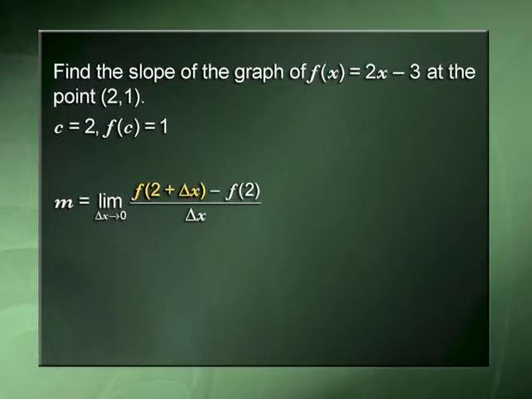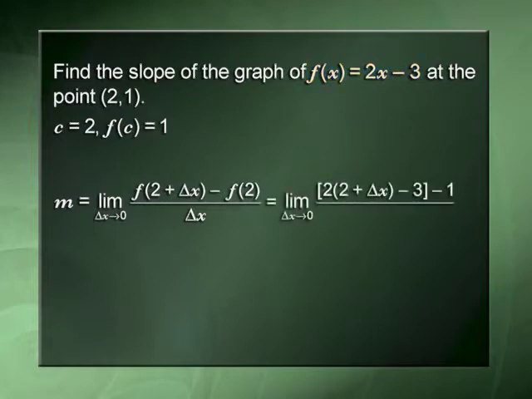What's f of 2 plus delta x? Well, you take the function. The rule is f of x is 2x minus 3. So every time you see an x, you replace it with 2 plus delta x. So you get, in the numerator, 2 times (2 plus delta x) minus 3, and then finally minus f of 2, which is minus 1. And that's all divided by delta x.